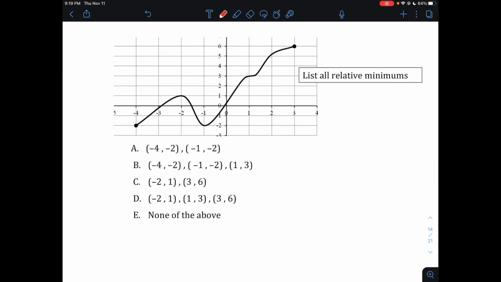Okay, list all relative minimums. So they're relative, so we're just looking for any low points. We've got a low point at (-4, -2). We've got another low point at (-1, -2). And that's it. This stationary point up here that we were looking at before isn't a minimum because it's just something that's sitting horizontal for a bit and then continues on its way. So in fact, the answer here is just A.